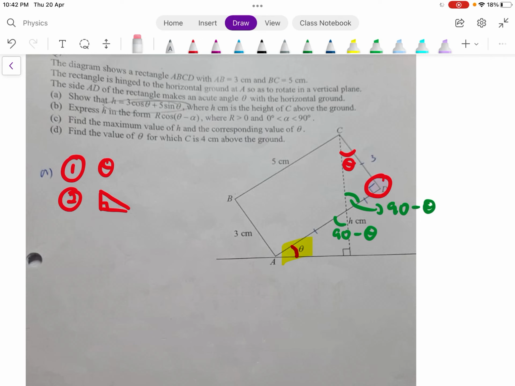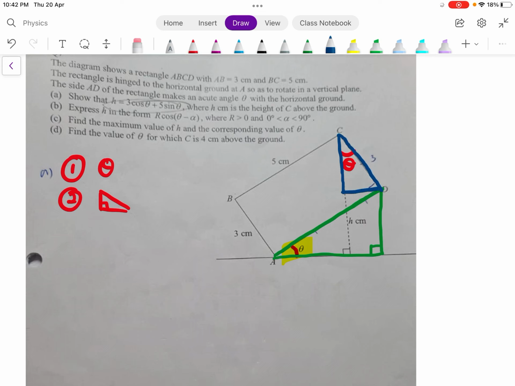Before I draw out the right angle triangles, let me erase all this first. The first right angle triangle is right here. The second right angle triangle will be this, so for example, just draw. After locating the two right angle triangles, I know the total H. What is H? H is actually from the C all the way to the ground right here.